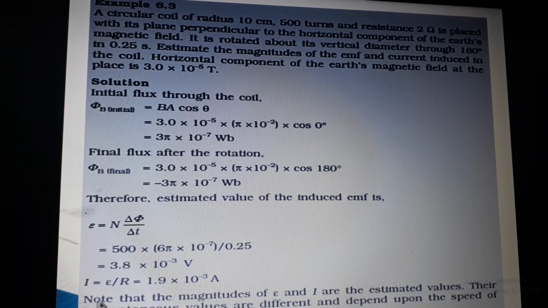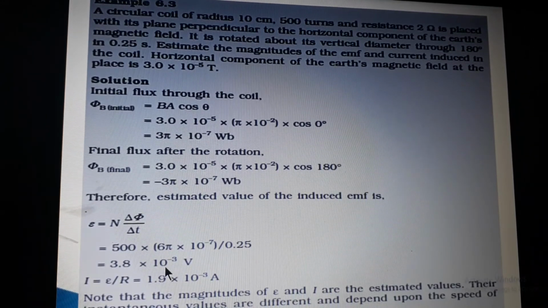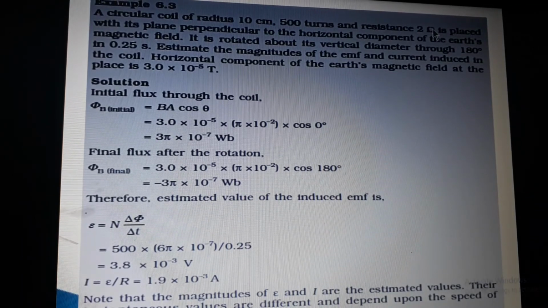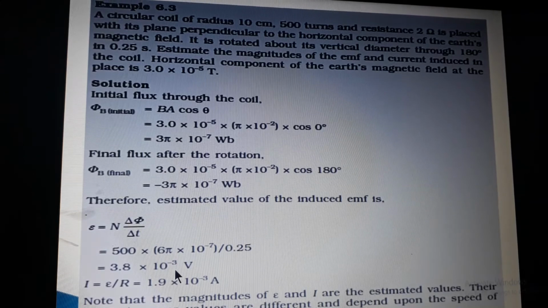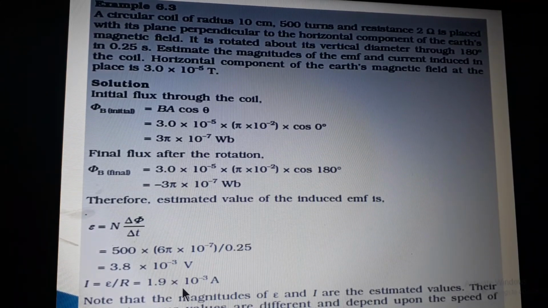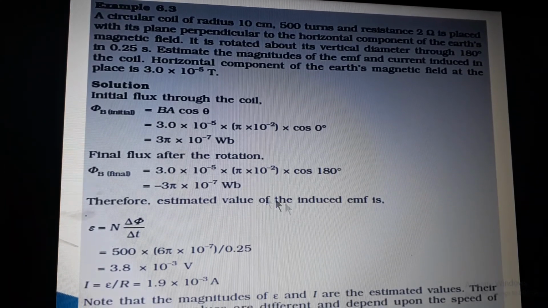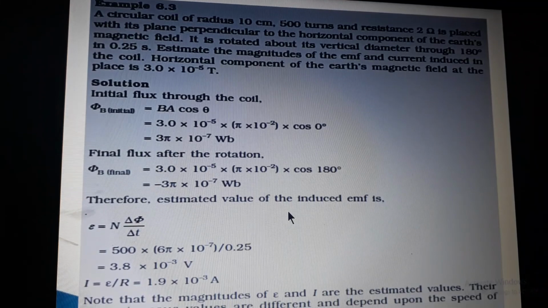Now the second part: I is equal to E by R. Here E is this value, and R means resistance is 2 ohm. When you put R equal to 2 ohm and E equal to 3.8 into 10 raised to minus 3 volt, you will get 1.9 into 10 raised to minus 3 ampere. Fine. So I hope you understand these two examples. In the next lecture I will explain the remaining topics of this chapter.